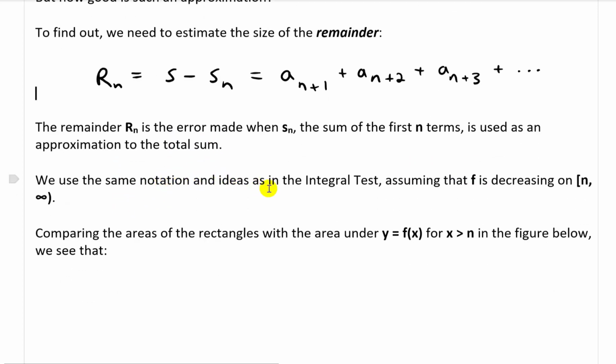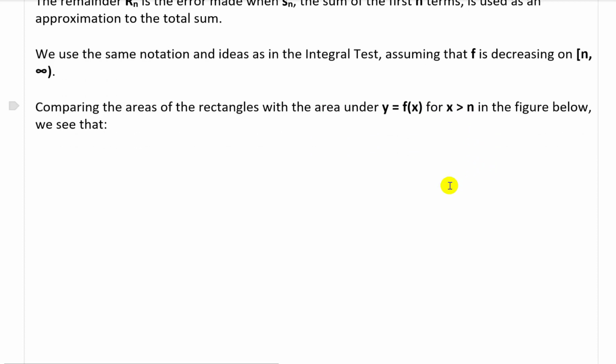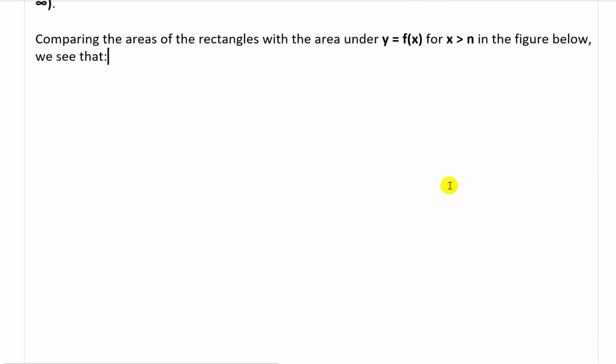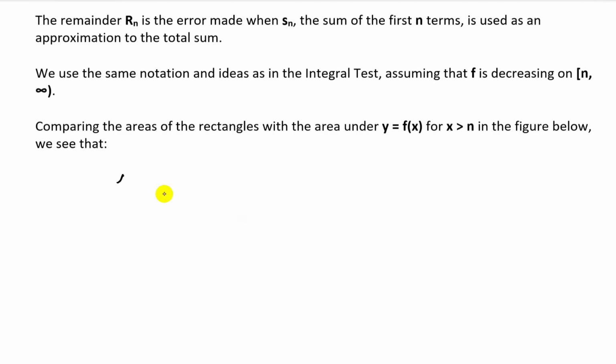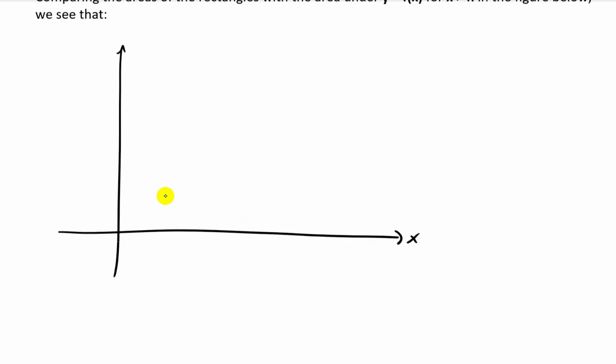We use the same notation and ideas as in the integral test, assuming that f is decreasing on the interval from n to infinity, and comparing the areas of the rectangles with the area under y equals f of x for x greater than n. In the figure below, we see that, and I'll draw this one out. If we have the x and y, so there is the y axis, and there's the x. Let's say we have a function like this, drawn like this. This is y equals f of x.